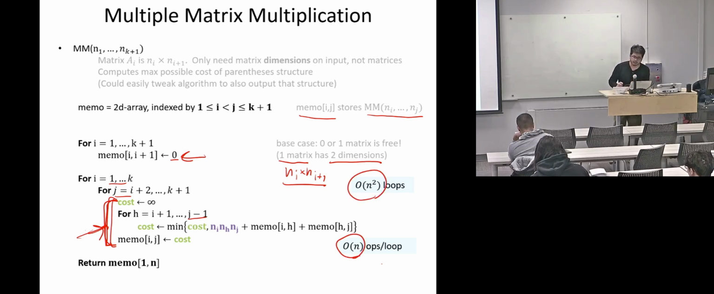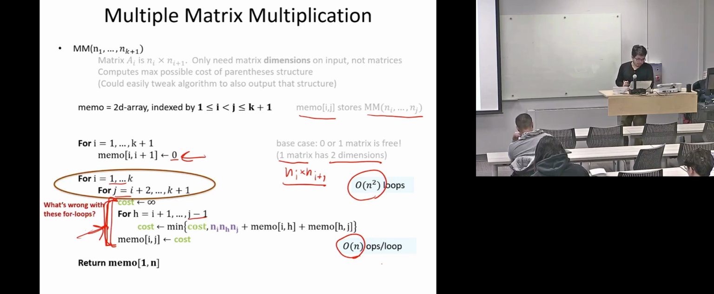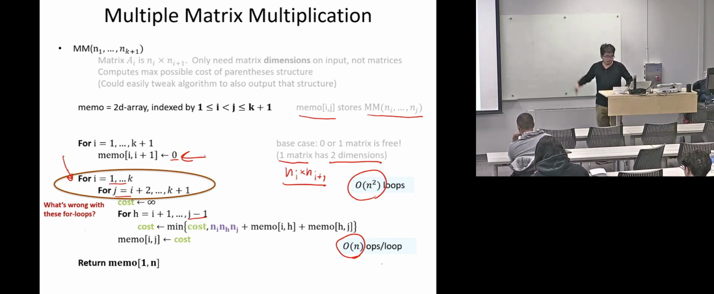Okay. All right. So this thing takes O(n). There are n squared many cells in the table, so the total time is n cubed. So this is almost done, except that there is something wrong with how we loop through the table.